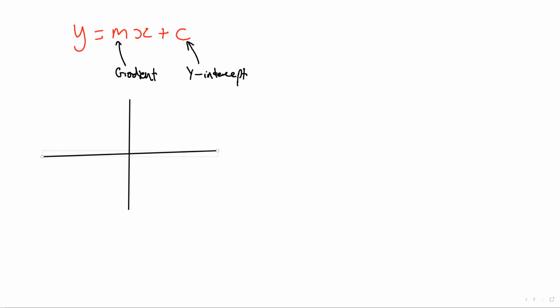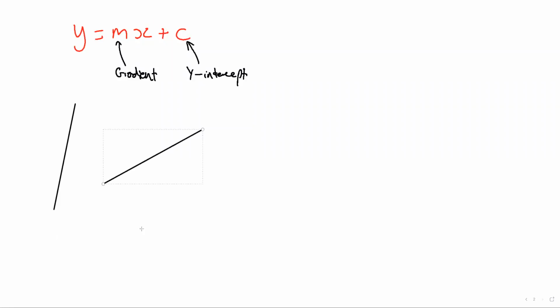Well, the gradient actually refers to how steep the graph is. So a line with a high gradient might be very steep like that. It's going up very sharply, so that's a high gradient. A line like this will have a lower gradient because it's less steep.